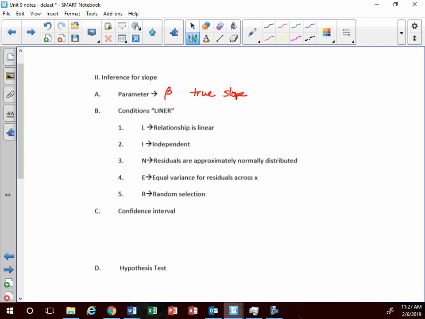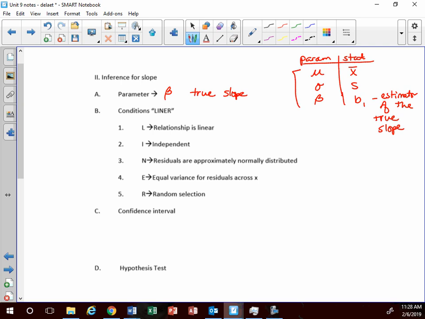Okay? So remember, we've talked about parameters versus statistics. Like you had mu was the parameter, and then x bar was your stat. Sigma, s, that's old stuff. So now beta is our parameter. The statistic that goes with that is b sub 1. So this is an estimator of the true slope. Whereas the parameter, remember, these are the truth.